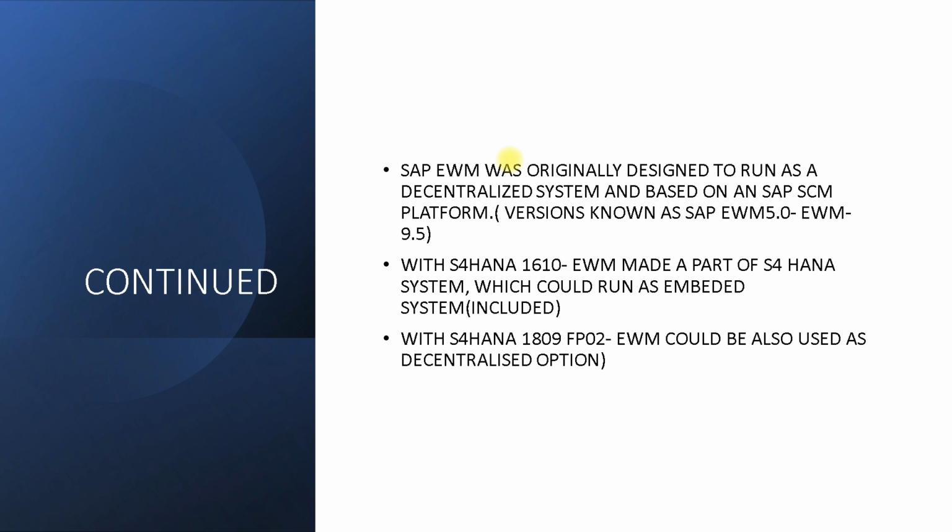The versions available on the SCM side start with SAP EWM 5.0. This was the starting version of SAP EWM. Then the current version of SAP EWM is EWM 9.5. This is the current version.